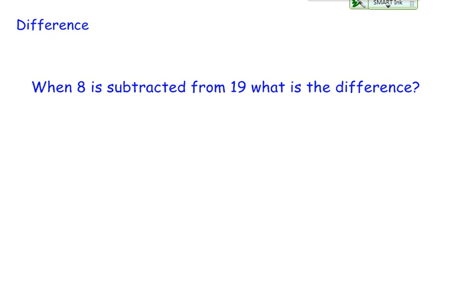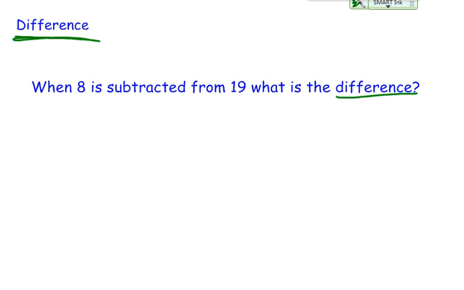The other one we're going to see when it comes to subtraction problems is the word difference. When you see the word difference, what is the difference? Usually, or almost always, what we're looking for is a subtraction type problem to find the answer. So it says, when 8 is subtracted from 19, what is the difference, or what is the answer? The answer to a subtraction problem is known as the difference.